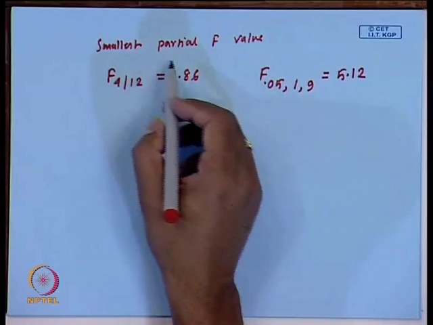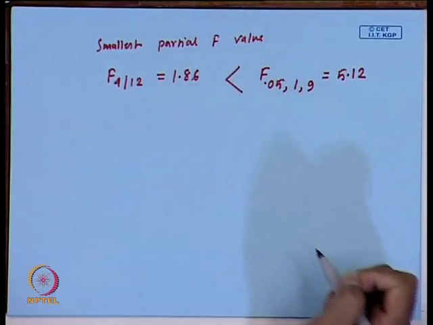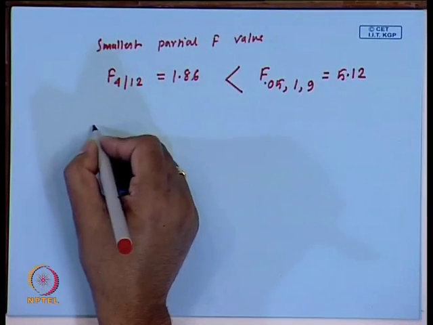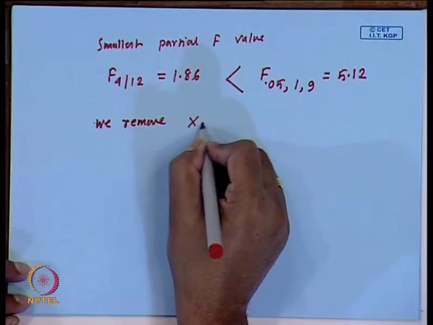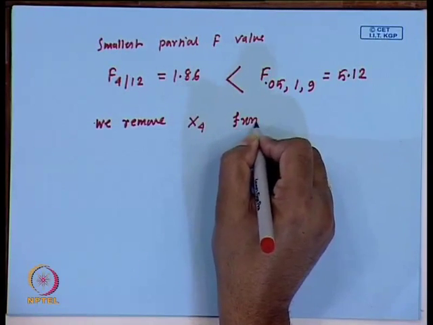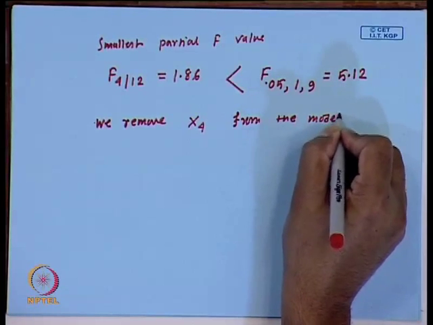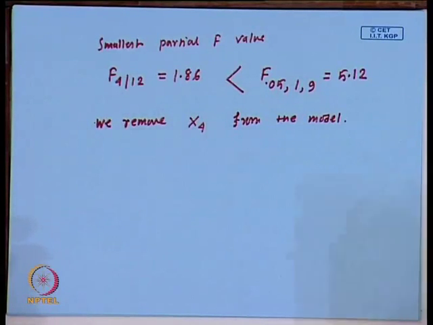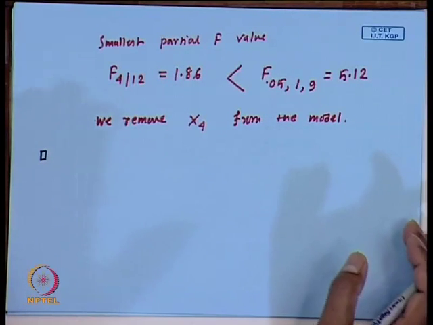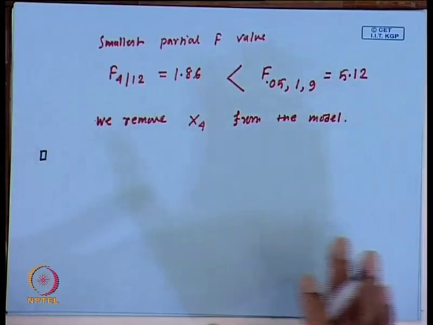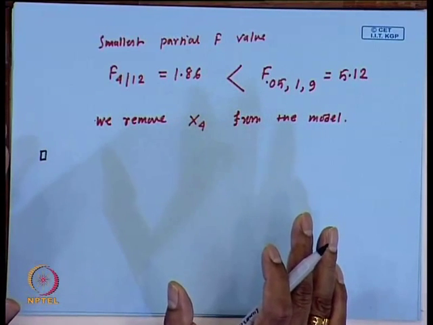Now, again the partial F value associated with x4 is less than this one. So, what we do is that we remove x4 from the model. Okay. So, the next step, see we started with x1, x2, x3, x4. Then in the first step we removed x3 from the model, in the second step we removed x4 from the model.